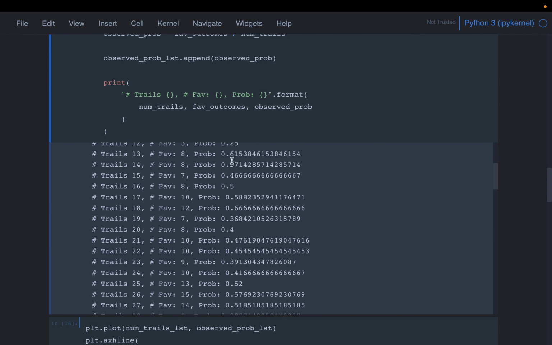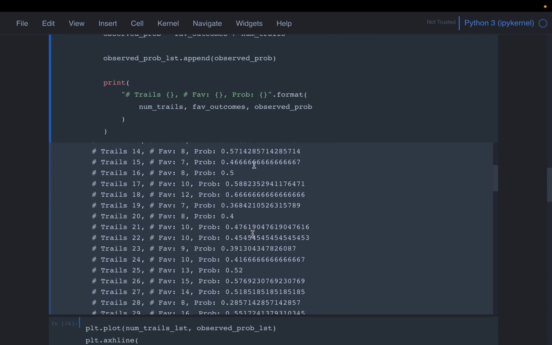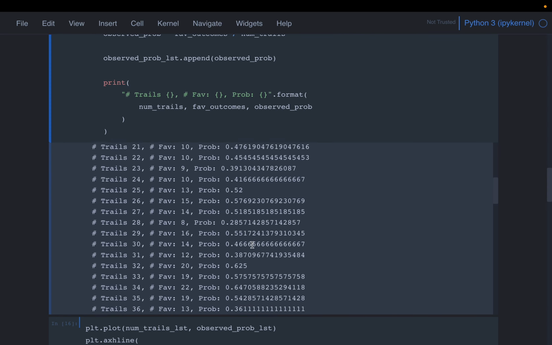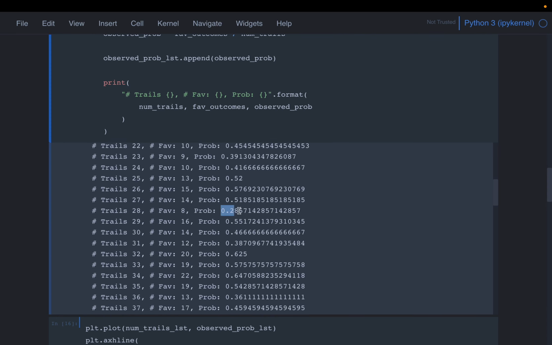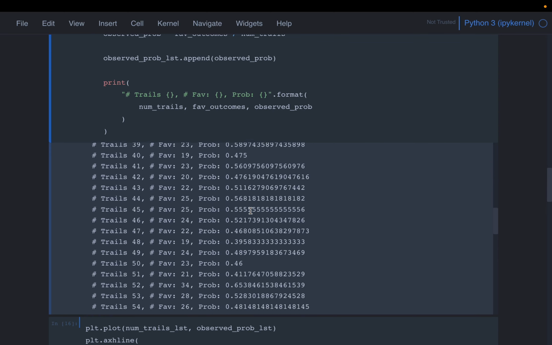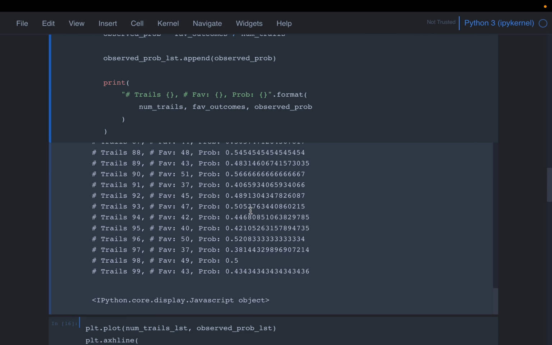Now maybe here you start to see the value getting close to between 0.4 and 0.6, but it is still fluctuating quite a lot, right? Between 0.4 and 0.6. And maybe here it is even just below 0.4. Okay. Now when we flip the coin 100 times, let's see what happened.